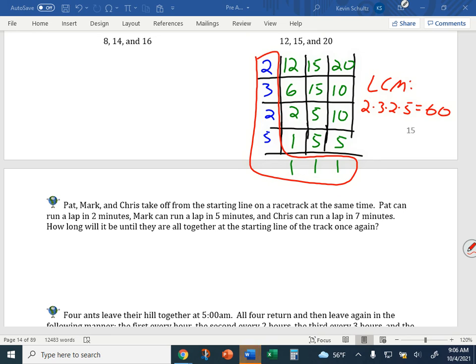This can get a little bit tricky because with greatest common factor, you'd look for numbers that go into all 3 of them. Okay? And you'd multiply the blue. In least common multiple, you're looking for numbers that go into at least 2 of them. And then you keep going until you're down to 1, 1, 1. All right? Questions on this?